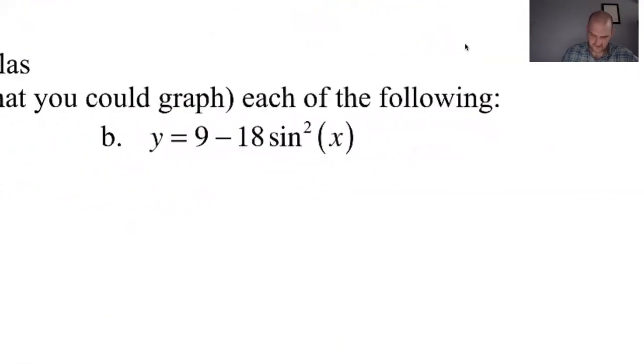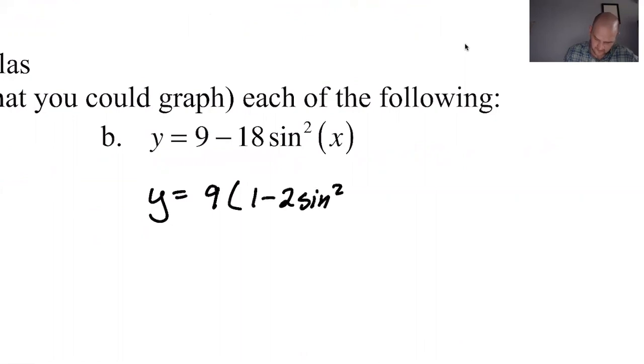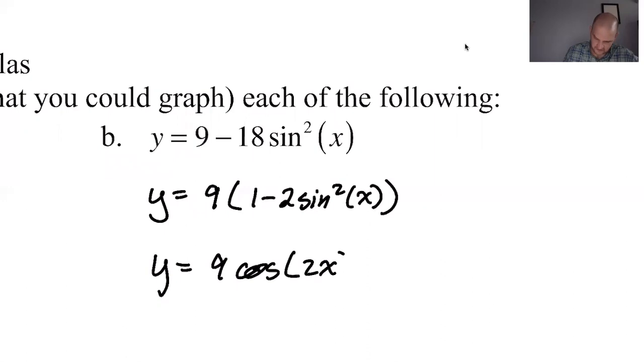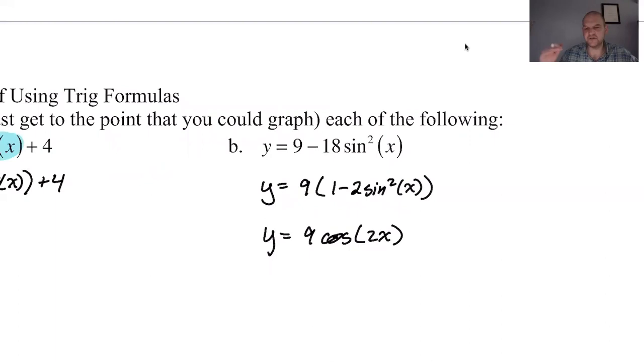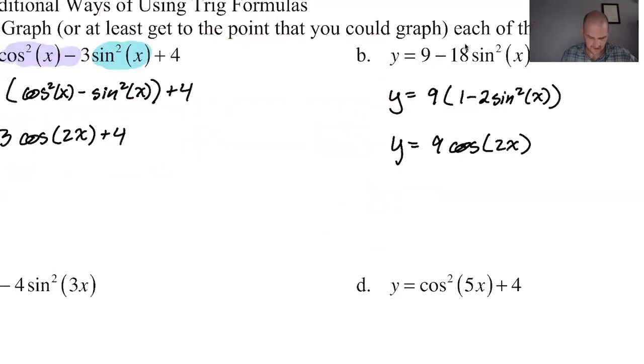All right, let's look at the next one. Well, 9 and 18 have something in common. So one way you might choose to start this problem is just factor that out, right? So I'm going to say y equals 9 times 1 minus 2 sine squared. Well, 1 minus 2 sine squared is another form of the cosine of 2 times the thing you're dealing with, so 2x. Totally graphable, right? Amplitude is 9, period is pi, and so on.